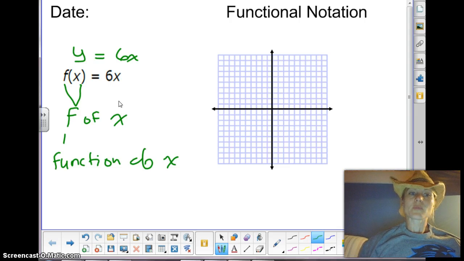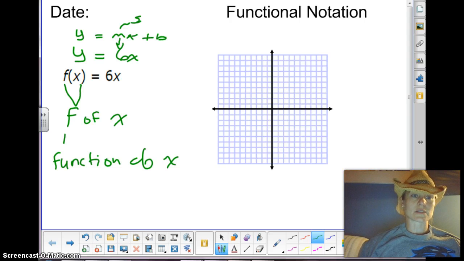Now, we should also recognize this is in slope-intercept form. y equals mx plus b. And you can see that my slope, which is the m, is 6. x is in the x spot. And you can see there's nothing in this b spot. So we assume it's 0, since 0 is nothing. And remember, this is the y-intercept.